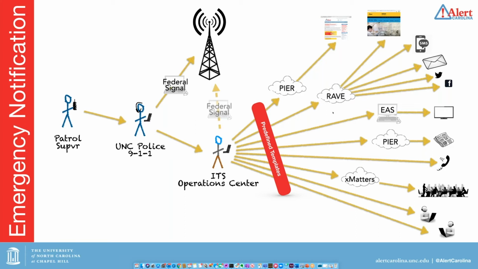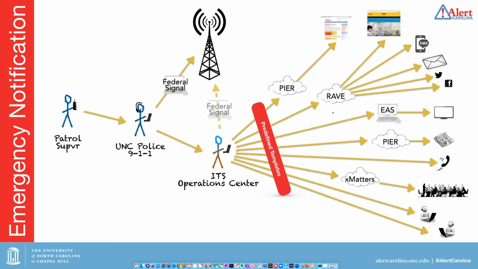Authority to activate our system for emergency notifications rests in the hands of our UNC police supervisor out in the field. So if a situation occurs in which that individual makes the determination that the Alert Carolina system needs to be activated, he or she calls back into our 911 center, informs them to activate, and then that UNC police telecommunicator activates the system.